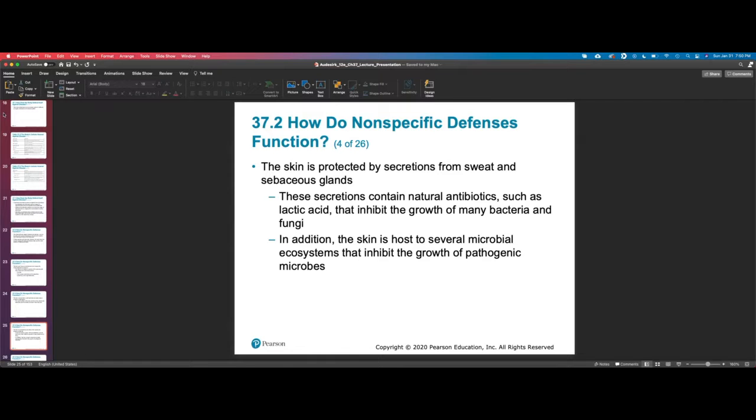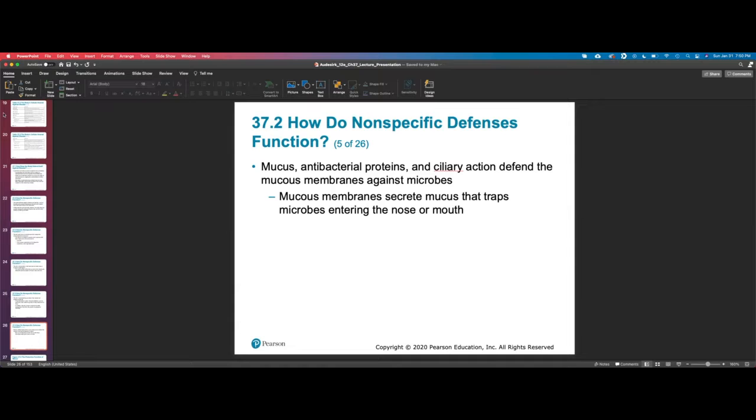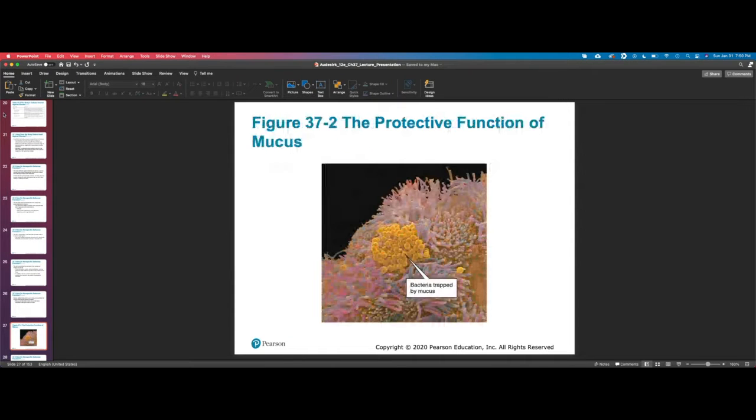And then your different proteins and fluids that lubricate or get secreted on your skin, like sweat and sebum from the sebaceous glands, in that sweat you can have natural antibiotics, for instance. And then mucus can physically trap microbes as well.